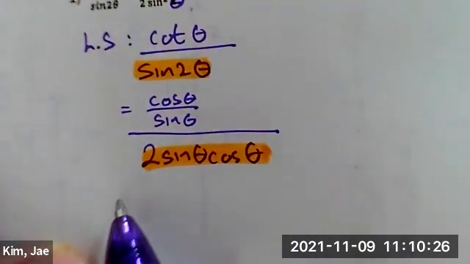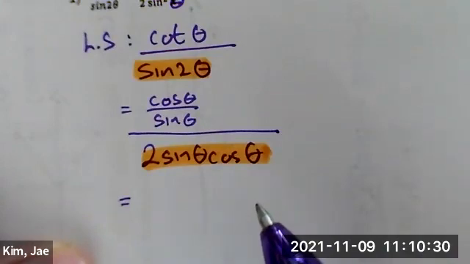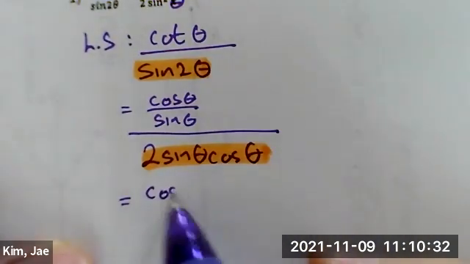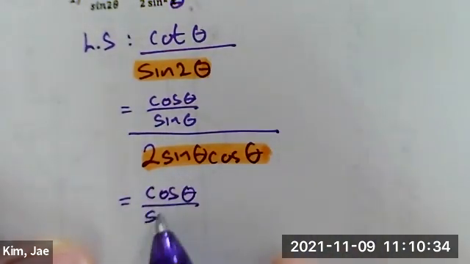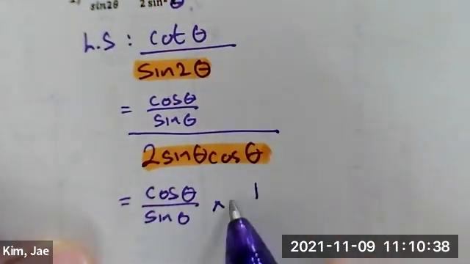And what does that turn into? I have a fraction divided by something, divided by this, which is 1 over.